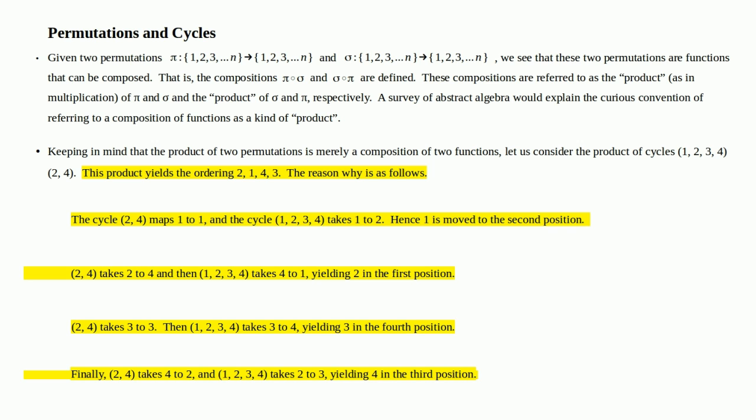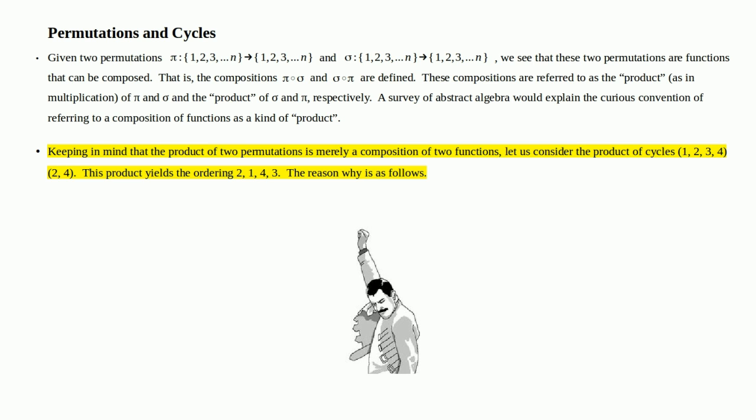And so if you review all of these steps, you'll notice that what we have is the ordering that we claimed we would get, which is 2 in the first position, 1 in the second position, 4 in the third position, and 3 in the fourth position. So we have the ordering 2, 1, 4, 3, just like we said. And success.